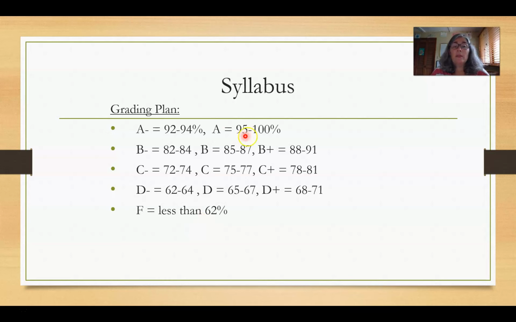It is a little bit higher than some other places in OU, so be aware of that. If you have a 92, that is an A-. If you have a 90%, it is a B+. Okay, that's pretty straightforward for all of the College of Ed.